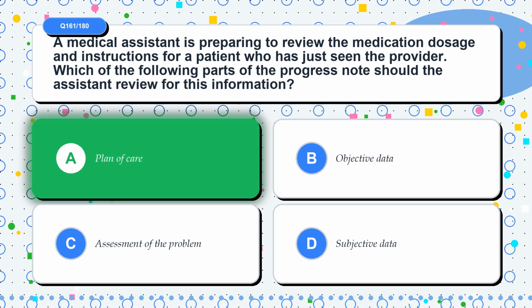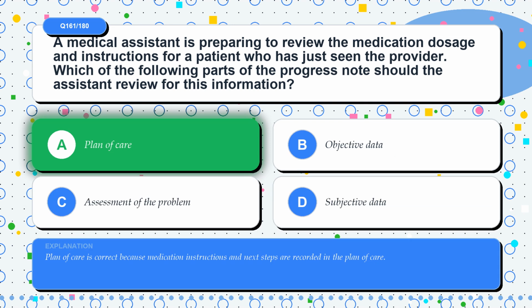The correct answer is option A, plan of care. Plan of care is correct because medication instructions and next steps are recorded in the plan of care.